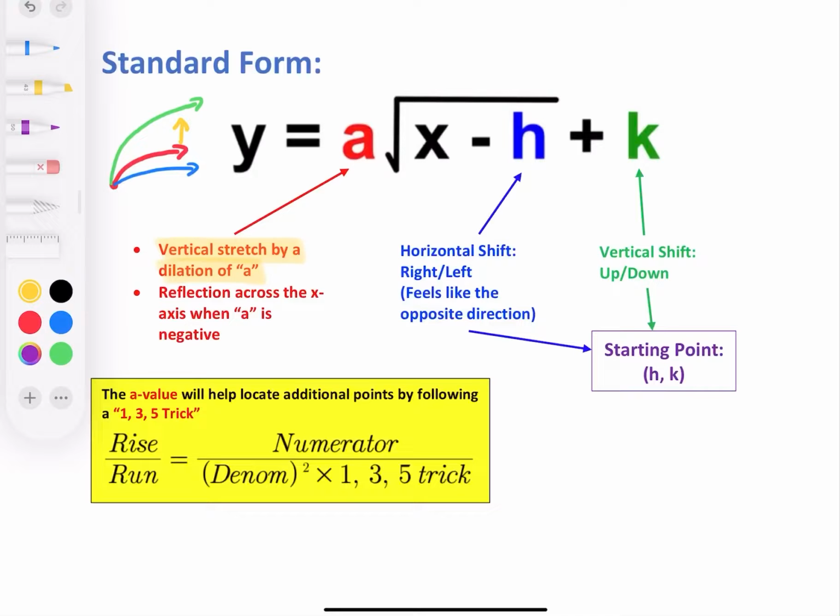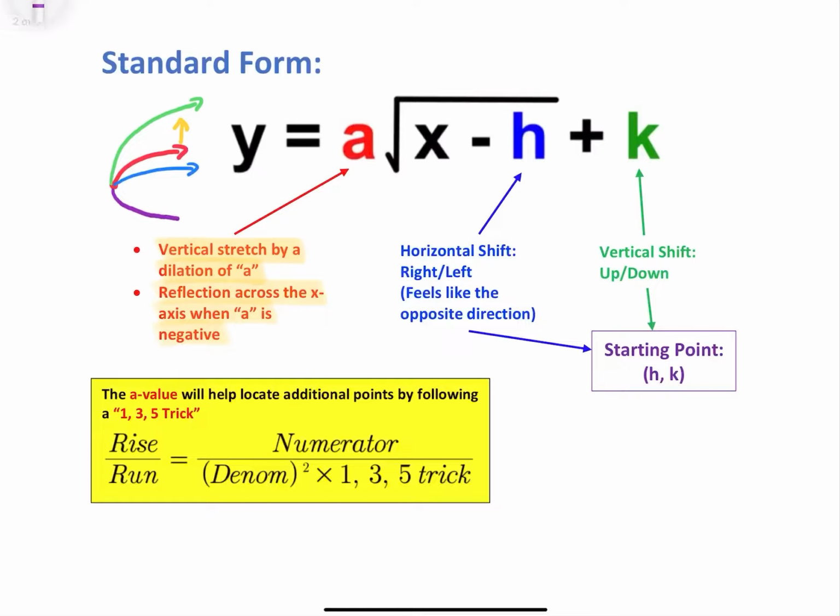But the a value could also tell us if we have a reflection. And we have a reflection over the x-axis when a is negative. So if a is negative, well, that means our graph is going to be flipped upside down. It's going to go in a downward direction. So it's going to open in that downward direction instead of an upward direction.